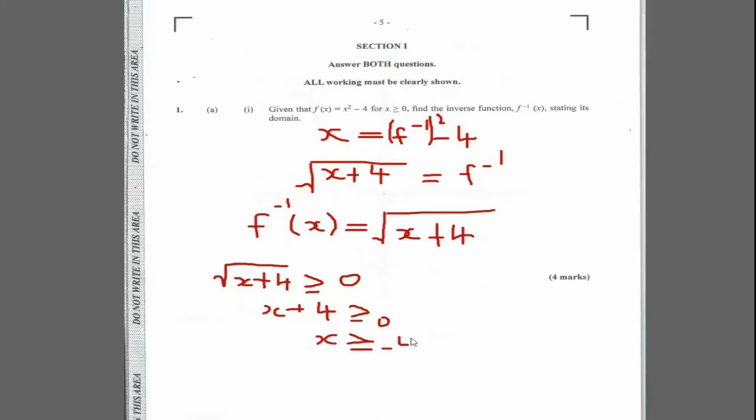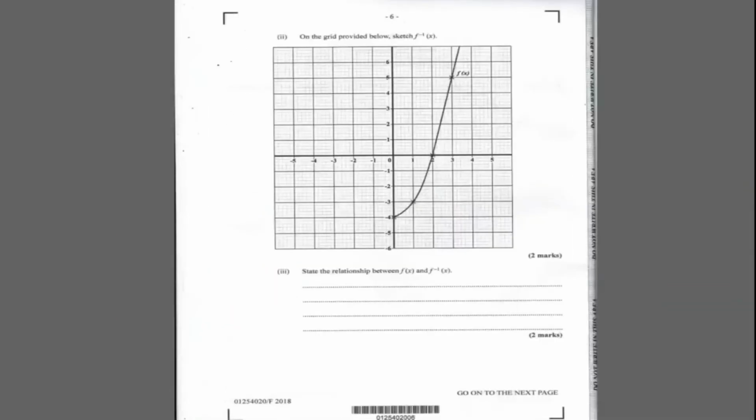All right, so this is the domain. So this is the inverse function and this is the domain: x has to be greater than or equal to -4. So this is the domain of the inverse. Nice and easy. All right, let's continue.